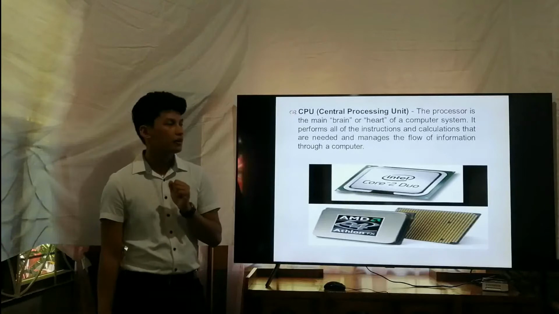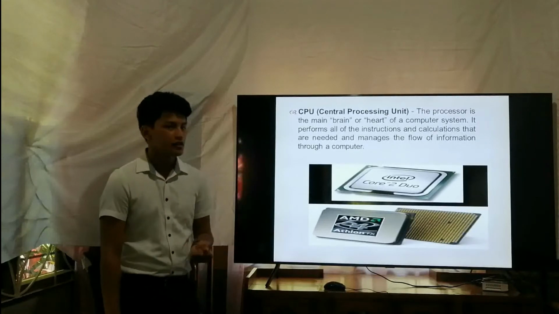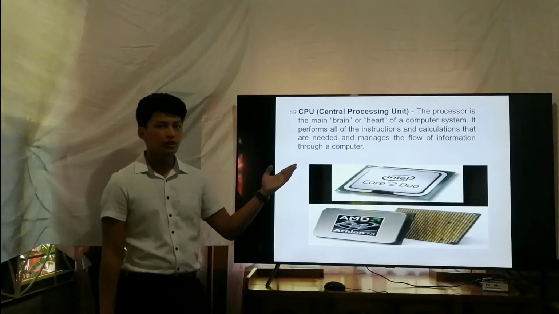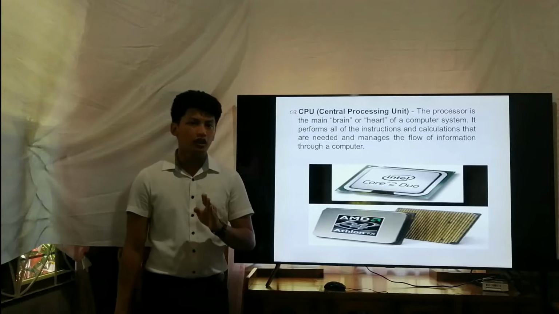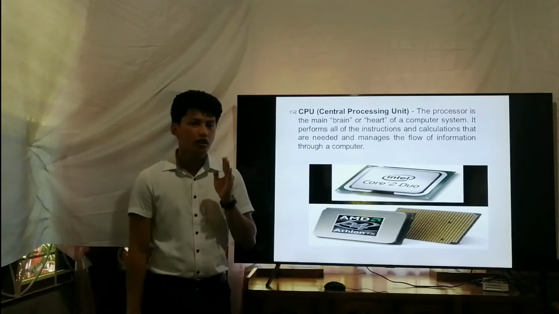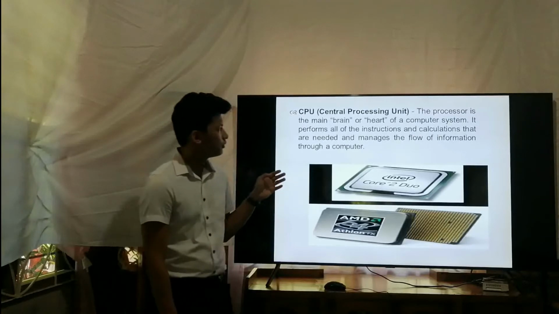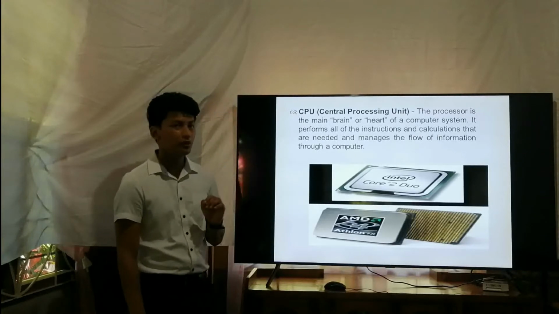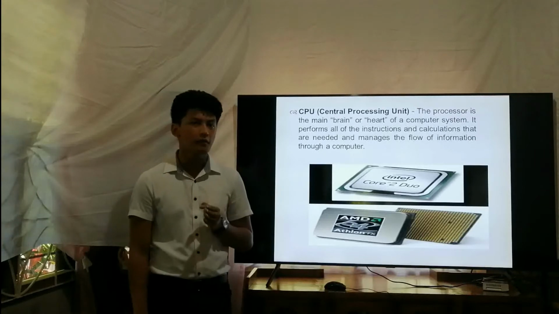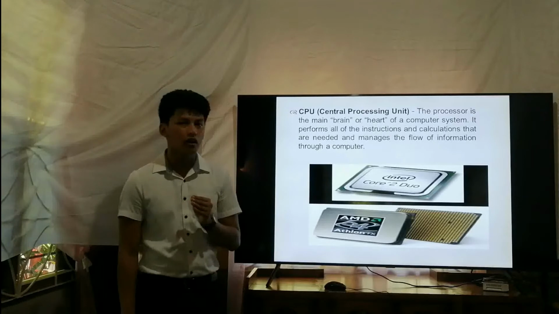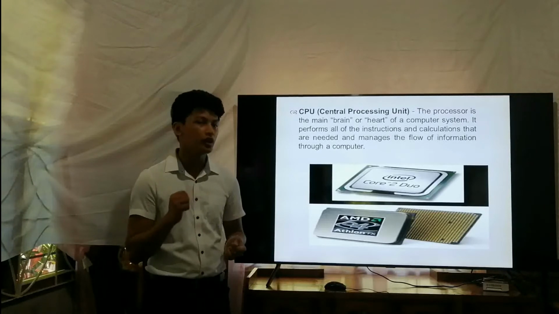Okay, so CPU, or Central Processing Unit. This is the processor, or the main brain. The CPU allows the computer to read the data. So this is the main brain of a computer system. Without this, we don't have a computer system. The computer system will not work.